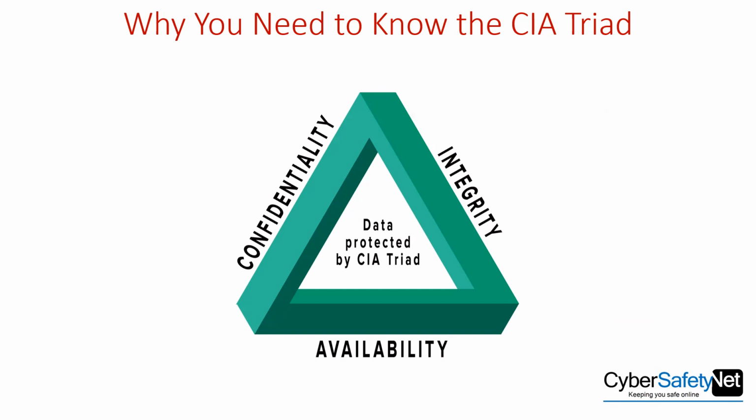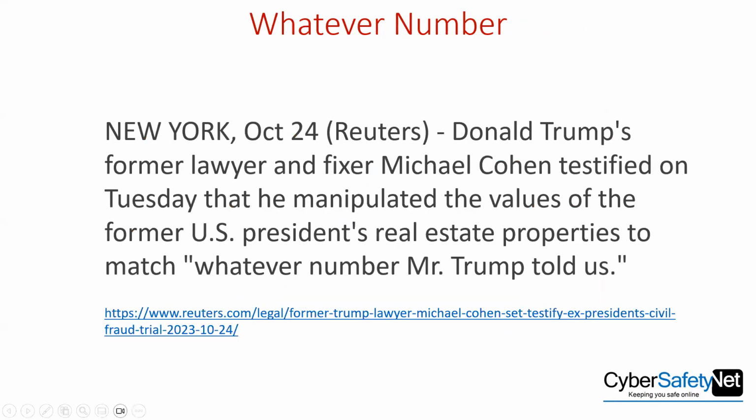Here's a quote from Reuters regarding this trial. Donald Trump's former lawyer and fixer Michael Cohen testified on Tuesday that he manipulated the values of the former US president's real estate properties to match whatever number Mr. Trump told us. Whatever number.